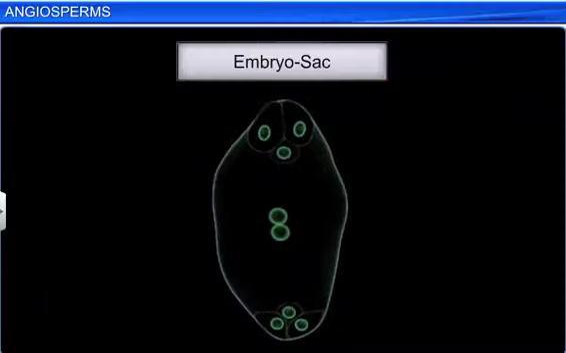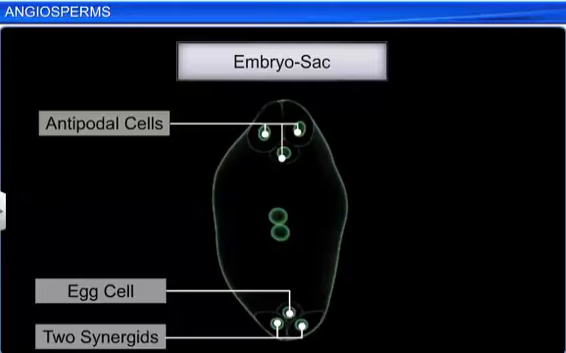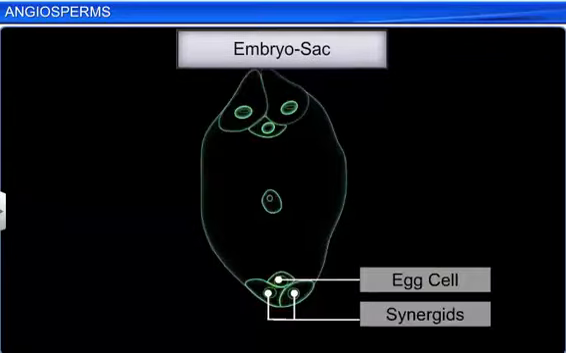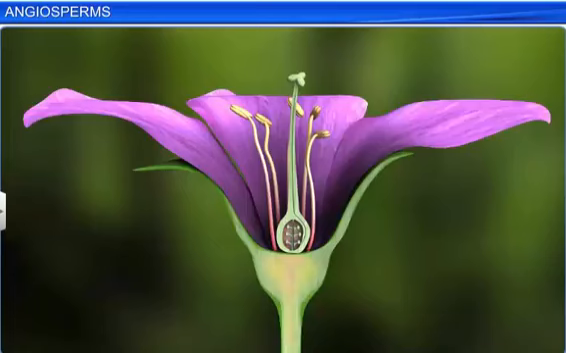The embryo sac has a three-celled egg apparatus consisting of one egg cell and two synergids, along with three antipodal cells and two polar nuclei. The polar nuclei eventually fuse to produce a diploid secondary nucleus. The embryo sac now becomes ready for fertilization, which in the case of angiosperms takes place by a process called pollination.